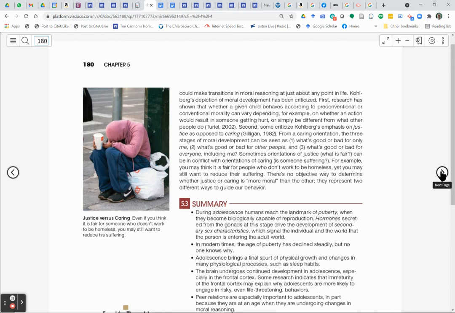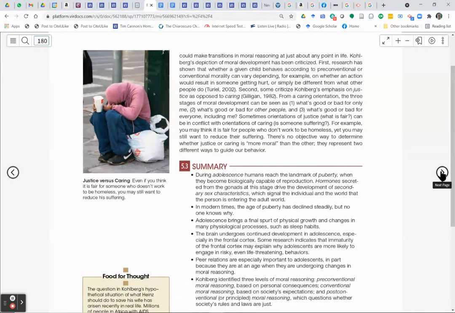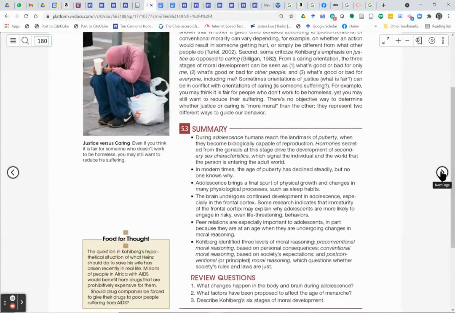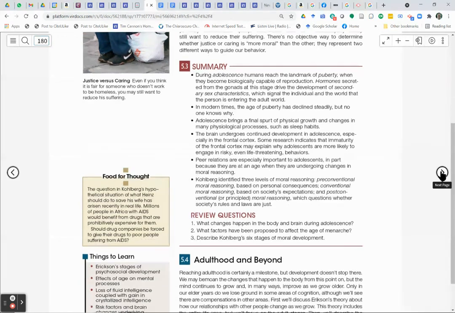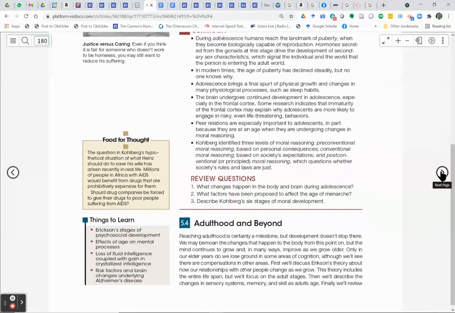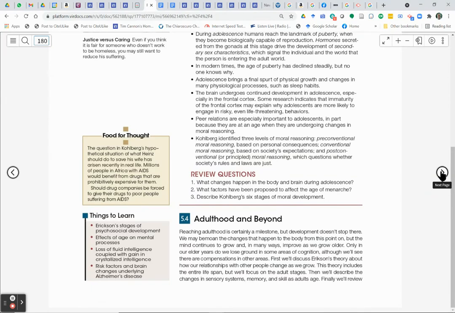She has talked about caring, and what's good or bad only for me, what's good or bad for other people, what's good or bad for everyone, including me. Important stuff. Moral reasoning is really important. I can't imagine living in a society without morality. I just can't imagine it. Moral reasoning should definitely be encouraged.